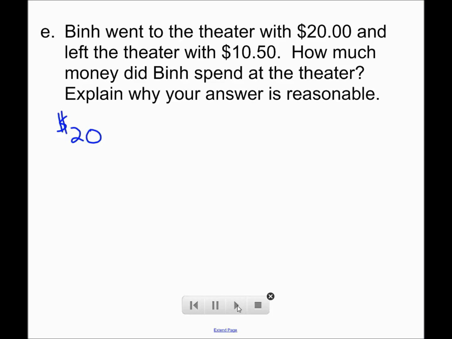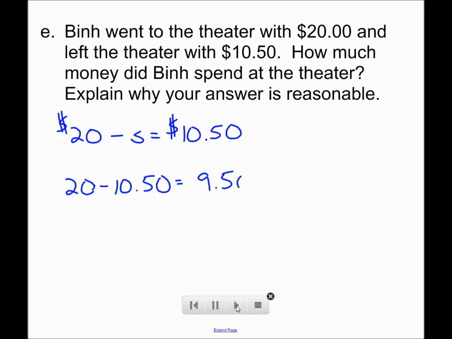Here we go. $20 minus the amount he spent at the theater. He left the theater with $10.50. Very similar to example A, I believe. So if we take $20 and subtract the $10.50 from it, we should get how much he spent. And $9.50 sounds like a reasonable answer because $20 minus $9.50 is $10.50. So he spent $9.50, he should have $10.50 left.